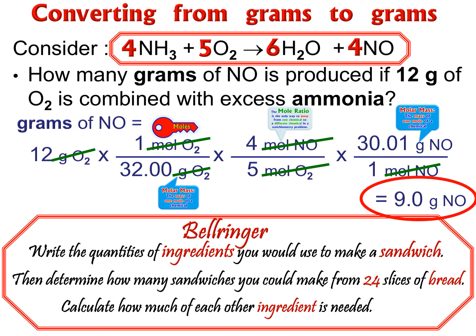If you want to make sandwiches out of 24 slices of bread, you need to know how many you can make. It may seem obvious, but then the other ingredients follow along from that using what we call the mole ratio. You would never make a mole of sandwiches, but we'll talk about this in the next notes, the bell ringer.